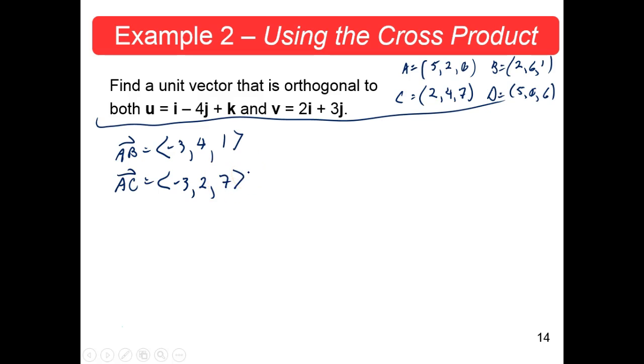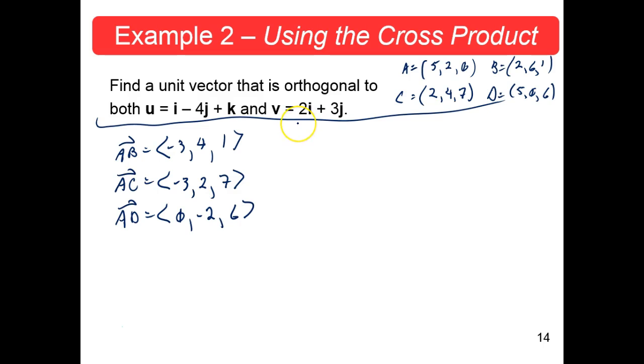Okay, C minus A basically. AD would be 0, negative 2, 6. Nothing's coming, well, you don't expect any of those to be anything special.